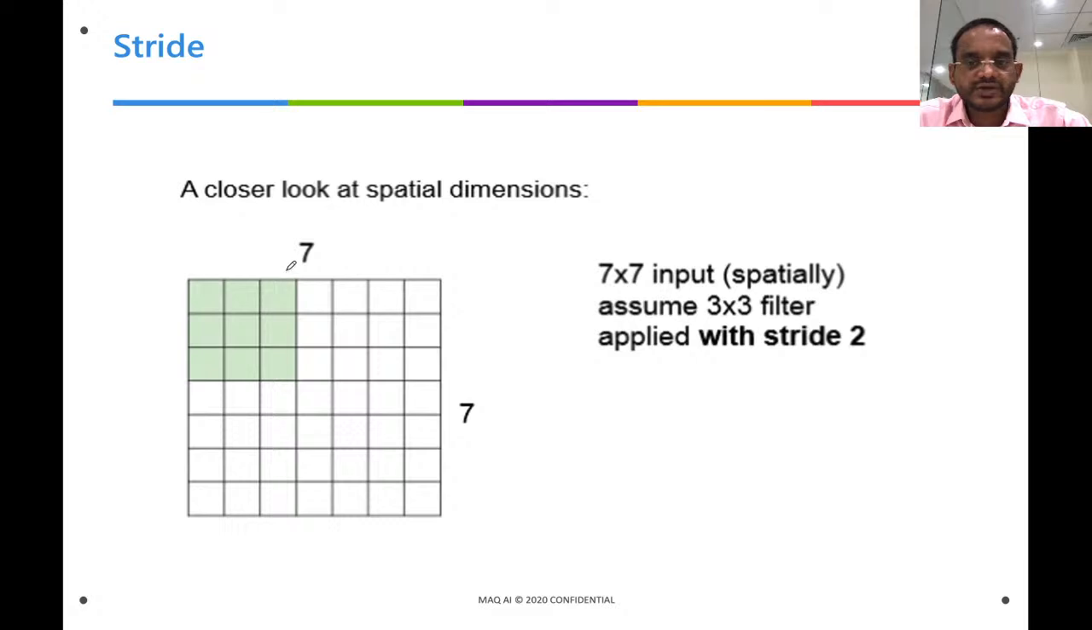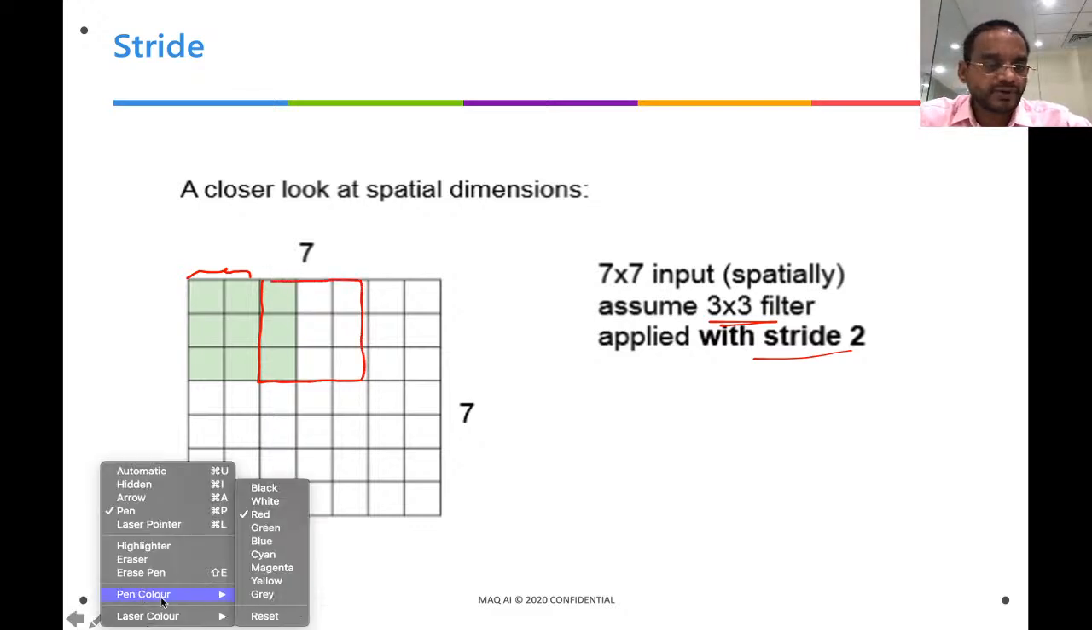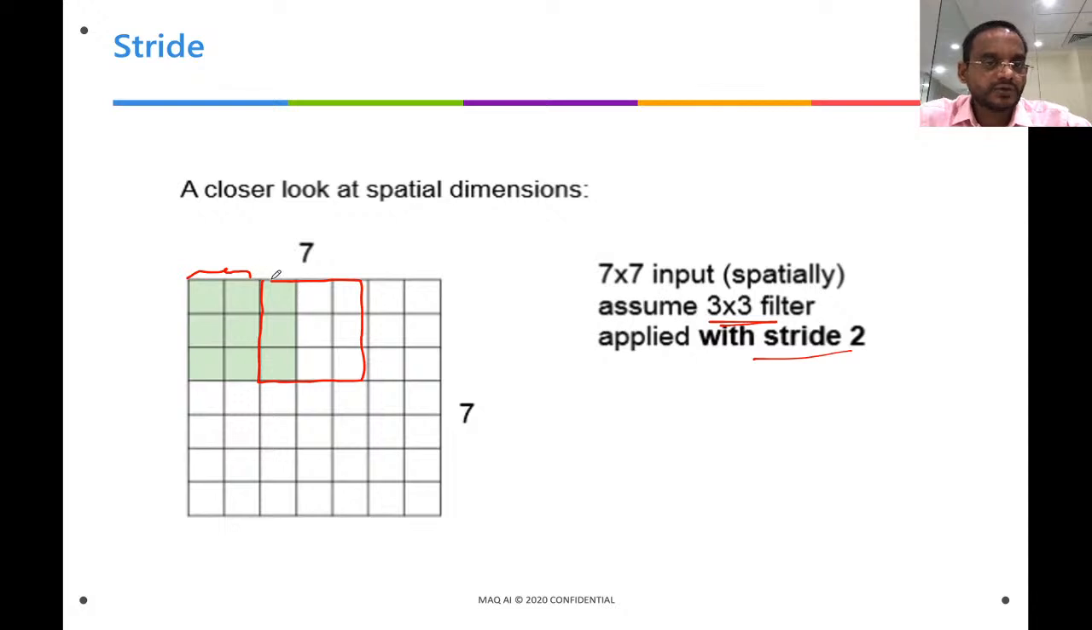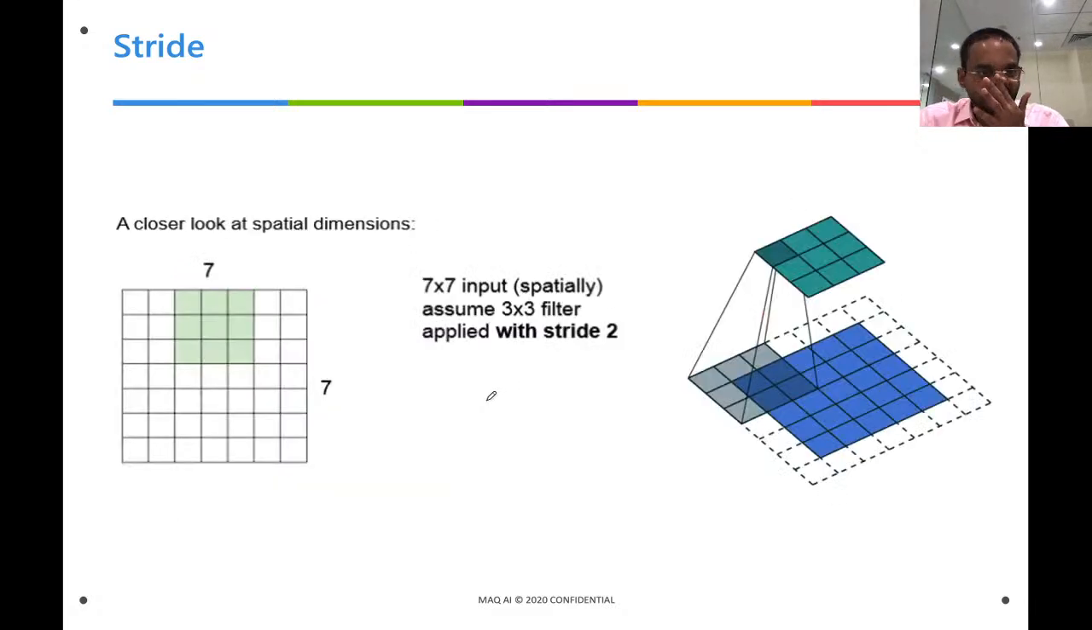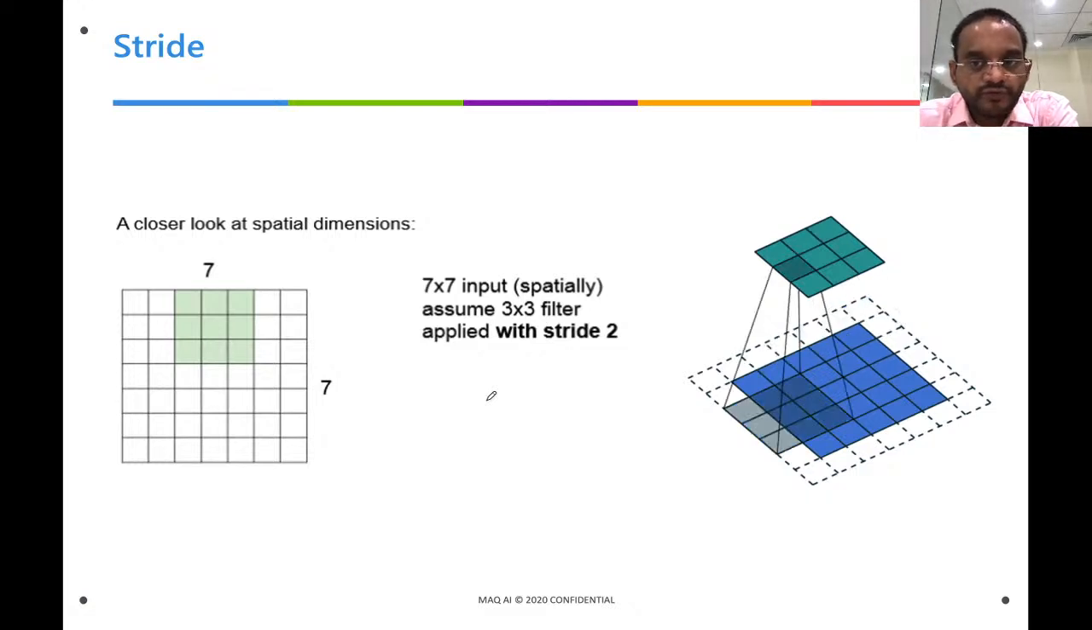So 7 by 7 data, if you spatially assume a 3 by 3 filter applied with stride 2, then stride 2 means 2 units are jumped. First one is here, second one is here, and then of course for the third one you will have another jump from there, where you skip these 2, then you have this as the third one. So if you use stride 2, this is what you will get as data points. Now if I apply that with stride 2, you can look at how much information we are gathering here.